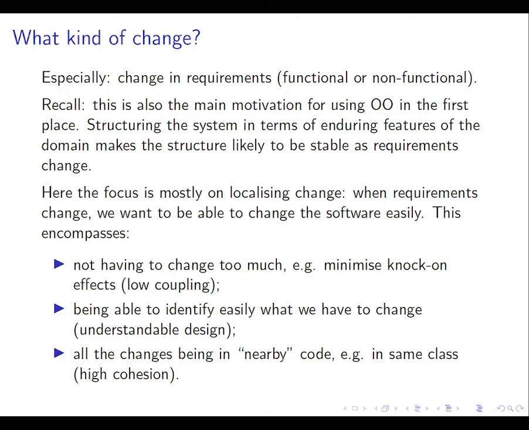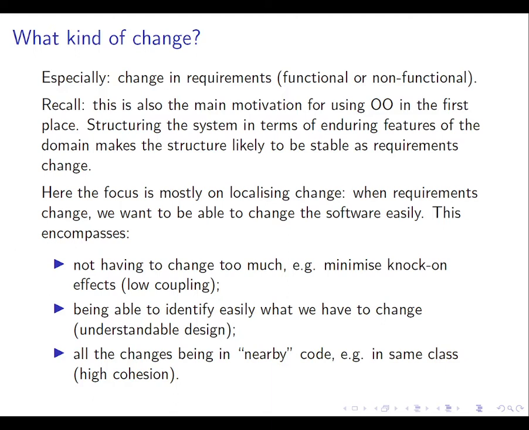So the focus here is mostly on localizing change. So we accept that requirements are going to change from time to time, and what we're looking for is being able to change the software easily. Well, what is it that makes a change that you might have to make to a large software system easier than some other change? It's never going to be impossible to change the software to match your requirements. What is it that's going to make it easier than it might otherwise have been?